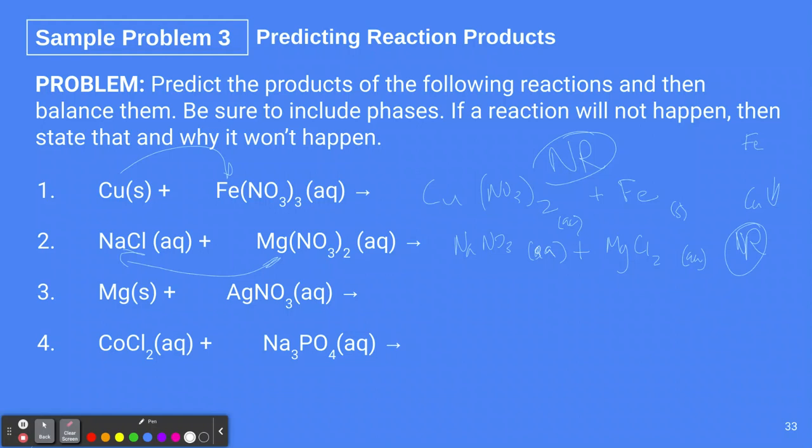Since we have 2 aqueous solutions, this is also going to be a no reaction. You need to have a solid formed, or you need to have some sort of gas compound formed or water formed. And in this case, we get 2 aqueous solutions. So the first 2 are no reactions.